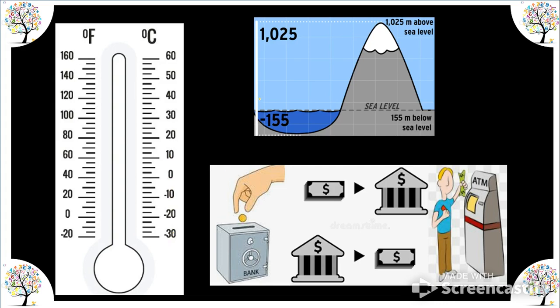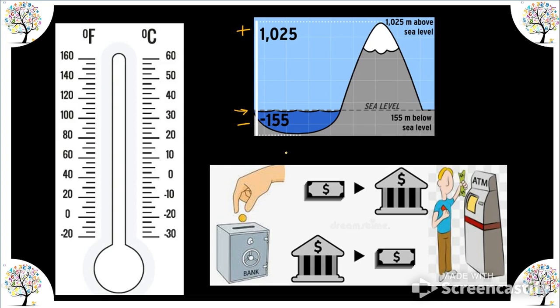Another situation where we have positive and negative numbers is above and below sea level. So here is the sea level, which represents the origin, 0, and we can see this mountain is 1,025 meters above the sea level, so that is a positive situation. But down here underneath the sea level, we are at 155, and it's represented with a negative value.